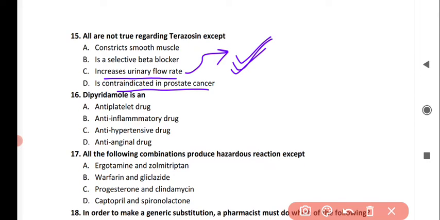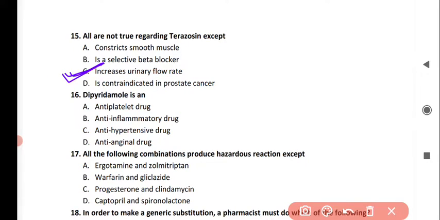Then the fourth statement is contraindicated in prostate cancer. This statement is also false, it is not contraindicated in prostate cancer. Rather it relaxes the prostate muscles. So option C will be correct for this question, that is, this statement is true regarding terazosin.